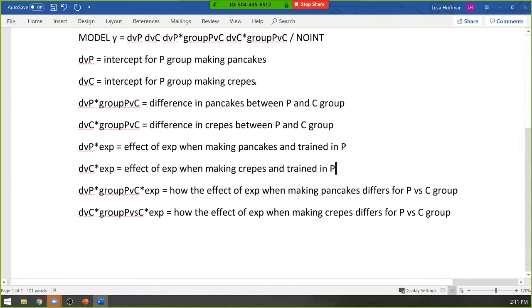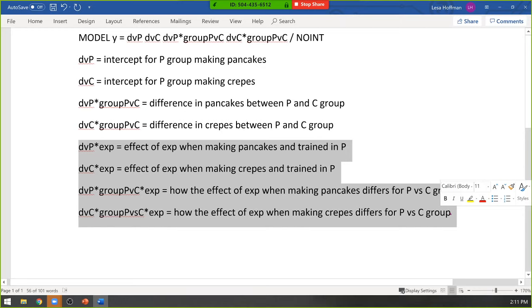So this is section 1. Add these for section 2. And then you need all 3 of these added for section 3. So that means that depending on how you set it up, some of the effects of experience are given directly by the model and some of them are linear combinations.